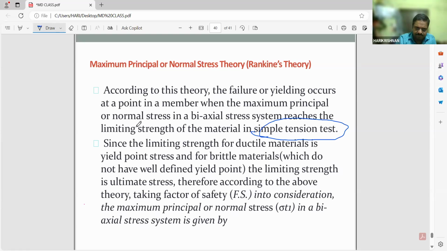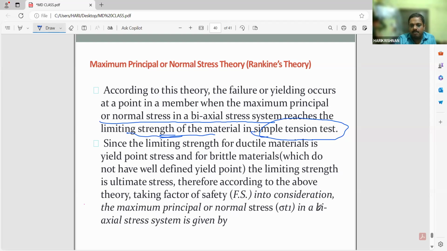So you know that there is a limiting strength for the material. Here failure occurs when the maximum principal or normal stress in a biaxial stress system reaches the limiting strength of the material. If they are equal, what happens? Failure will happen. Since the limiting strength for a ductile material is the yield point stress, I have told you, and for brittle material, it will be what? Ultimate stress. In the above theory, factor of safety is considered.